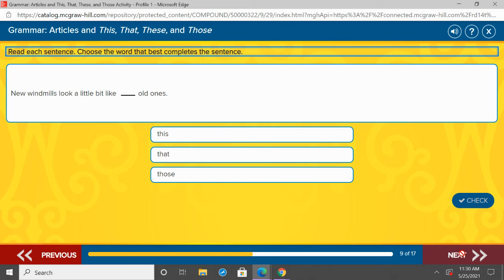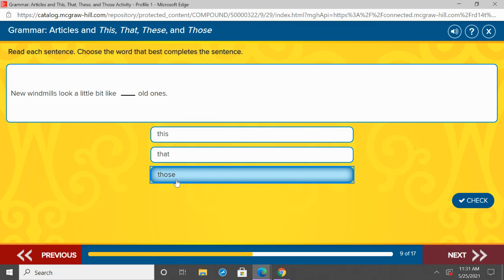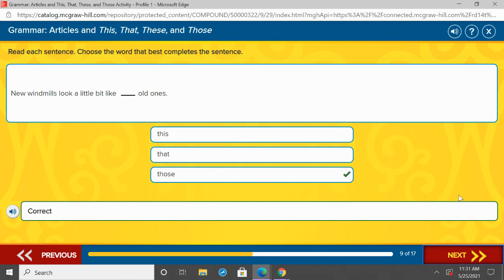New windmills look a little bit like blank old ones. So do we need this, that, or those? I want you to go ahead. If you need to, again, pause me. Which one? Point to your answer. This, that, or those. So you should have chose those. New windmills look a little bit like those old ones. Fantastic. And we should have picked those because we're talking about old ones, right? Plural. This and that talk about singular.